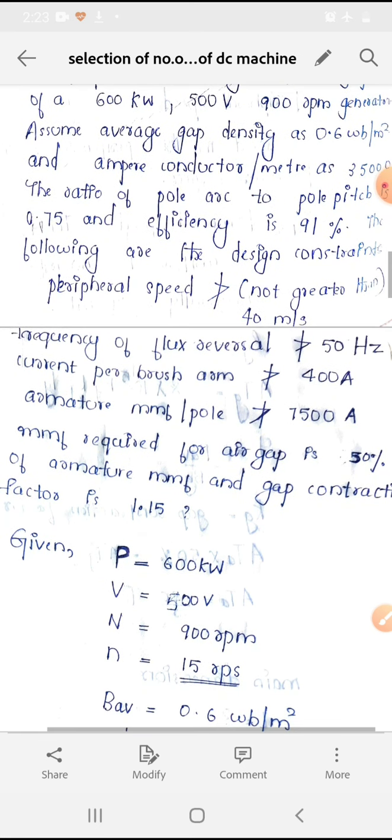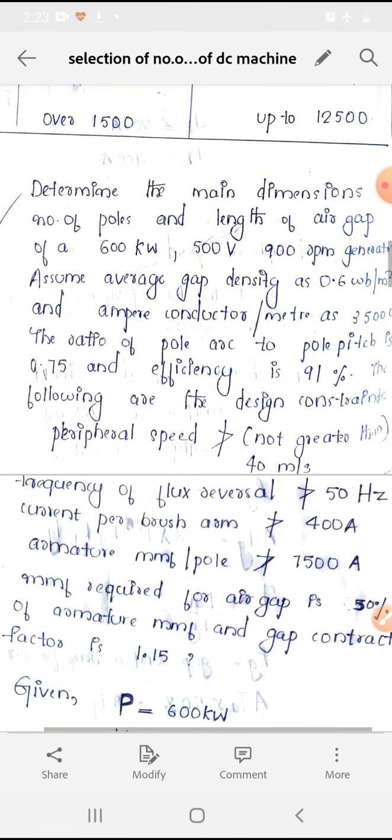And also in the question it is given that MMF required for air gap is 50% of armature MMF and gap contraction factor is 1.15. In this question we need to find out the main dimensions, that is capital D and L, and also we have to find out the number of poles P and also the length of air gap LG.